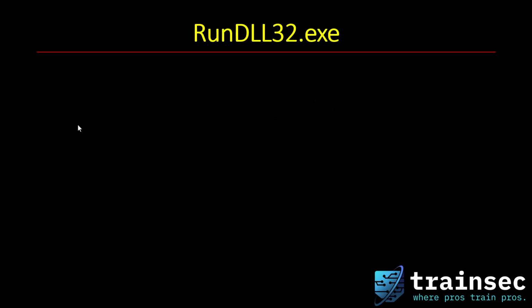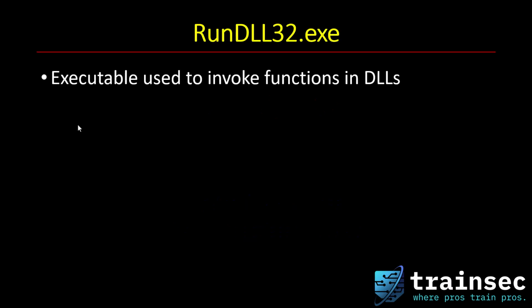So what is RunDll32? This is an executable that exists in any Windows installation. There are two variants of that executable, a 64-bit version and a 32-bit version, which is stored in the syswow64 directory. And its purpose is to run functions within DLLs.